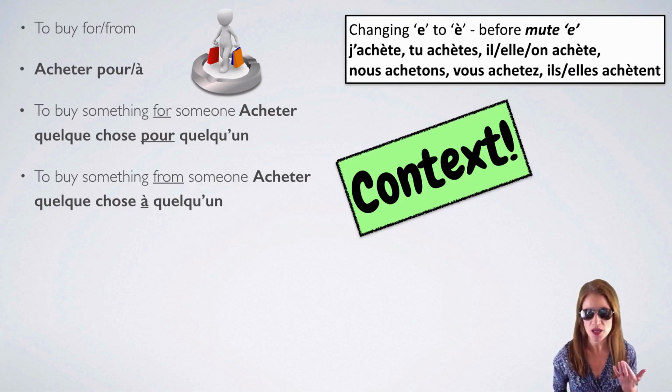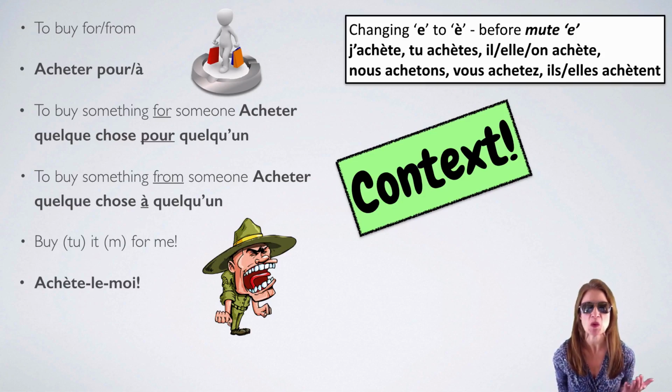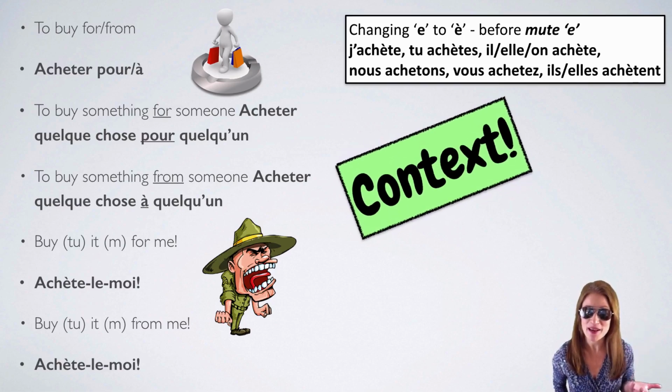Acheter is one of our little quirky ER verbs. It changes its E to the grave E before a mute E. Lots of E's there. So you say j'achète and you have a grave accent on all the conjugations except for nous and vous, which are very square and go back to the spelling of the infinitive. Buy it for me, addressing tu and your it is masculine. Okay, little spoilt child. Achète-le-moi. But buy it from me. It's the same. Achète-le-moi. It depends on the context.